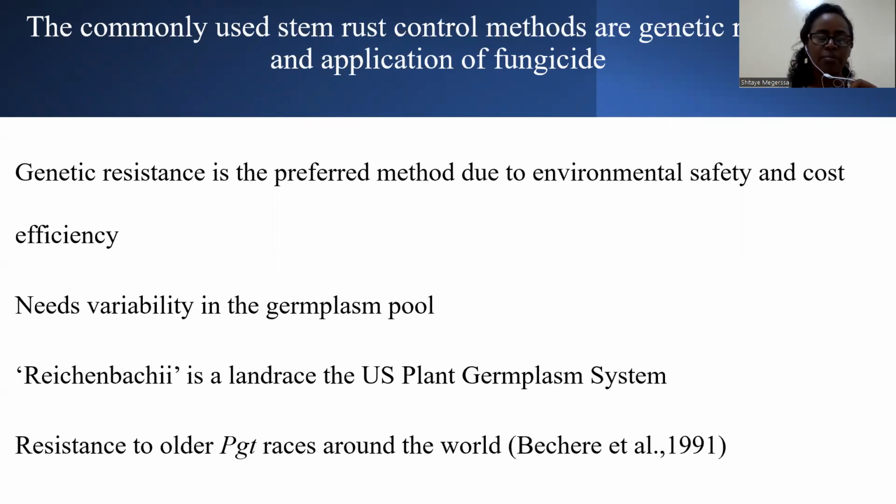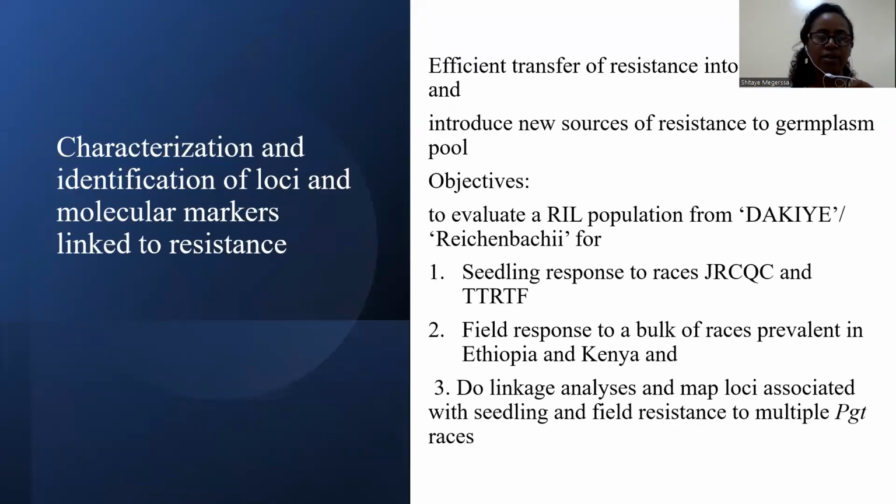Reichenbachii is a landrace among the collection of durum that was conserved in the US plant germplasm system. Resistance to several older Pgt races around the world in this variety was reported by Bacciore in 1991. So characterization and identification of loci and molecular markers linked to resistance in this population is of paramount importance for efficient transfer of resistance into the breeding germplasm pool, and may also introduce new sources of resistance to the germplasm pool.